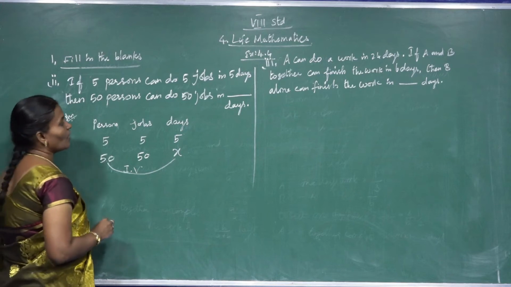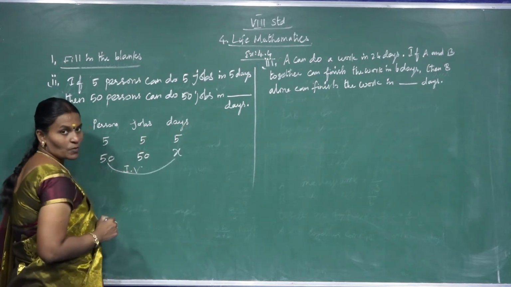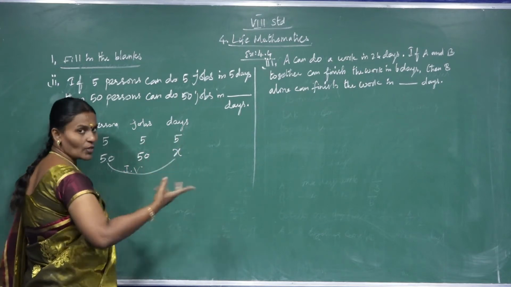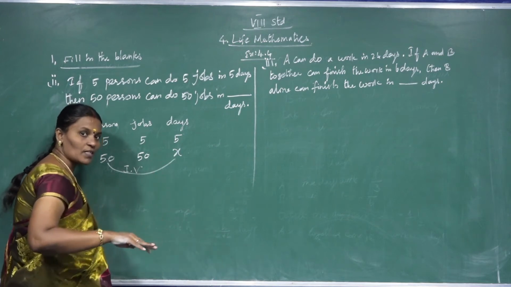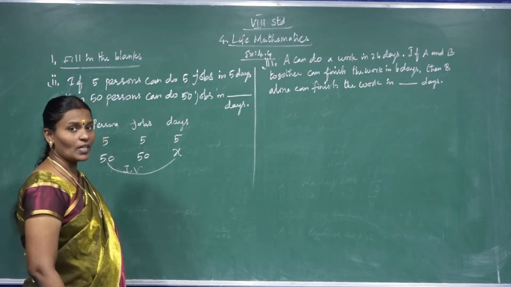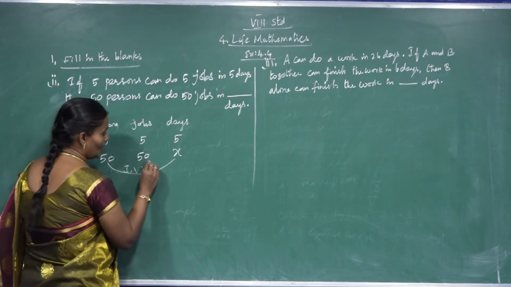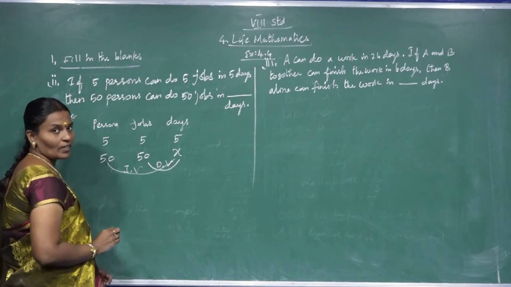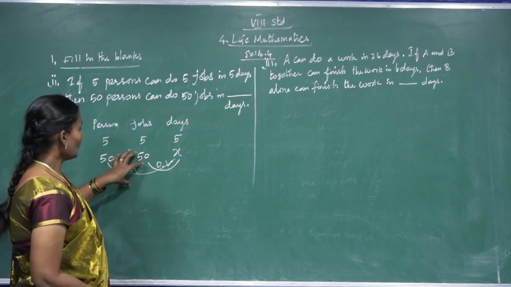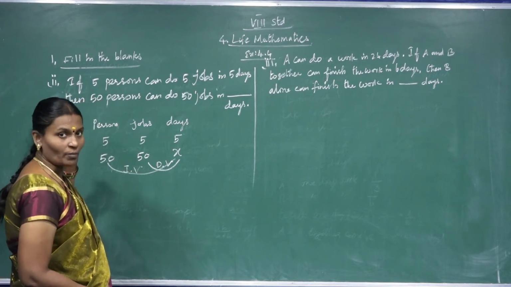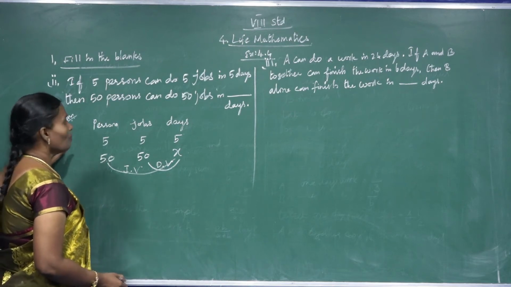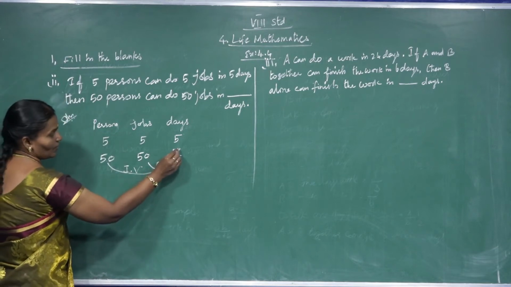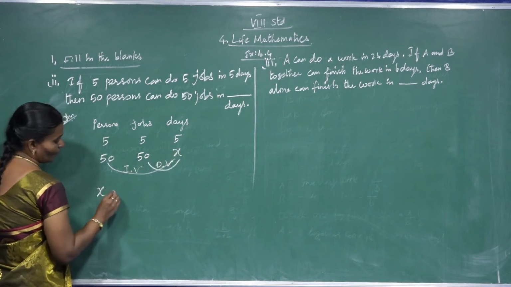Now compare jobs with the days. Here jobs increase, which means definitely the days also increase. So here this is direct variation. These two variations are combined together, so this is called compound variation. Here we are going to use the multiplicative factor method. First, which is unknown? x is unknown. Listen carefully.